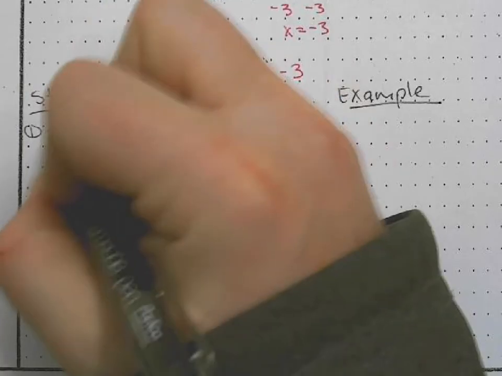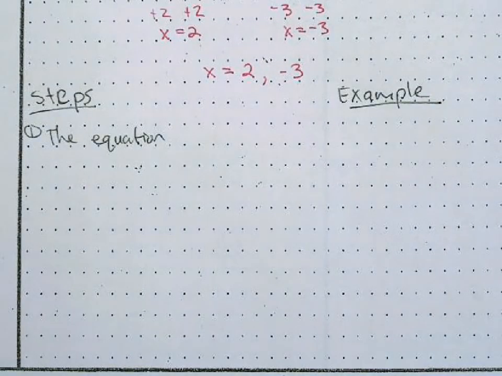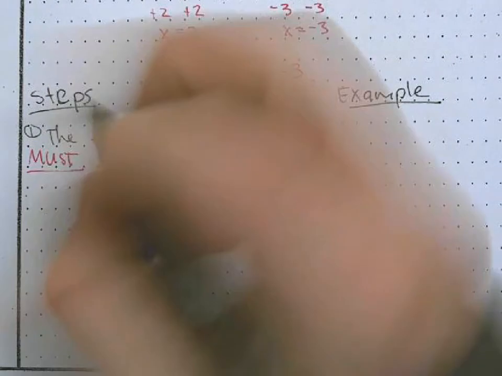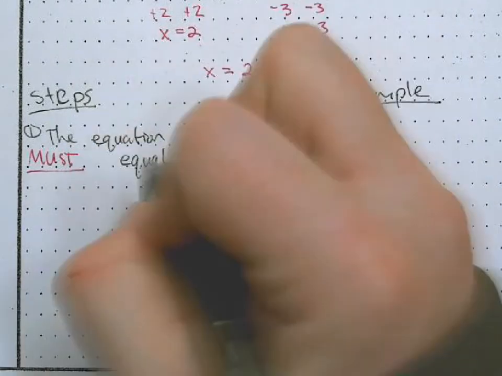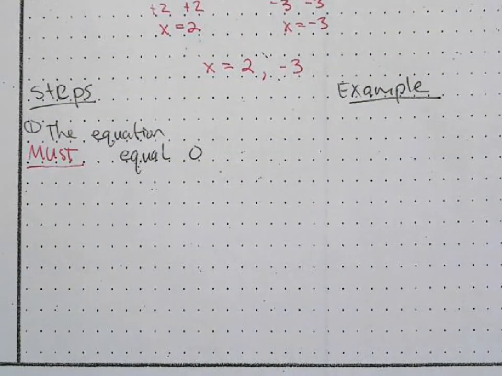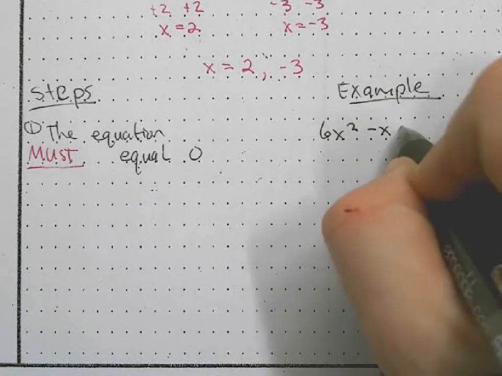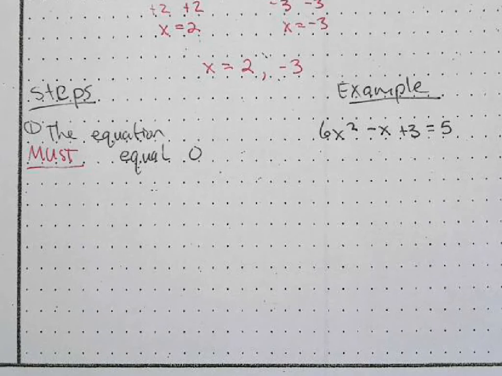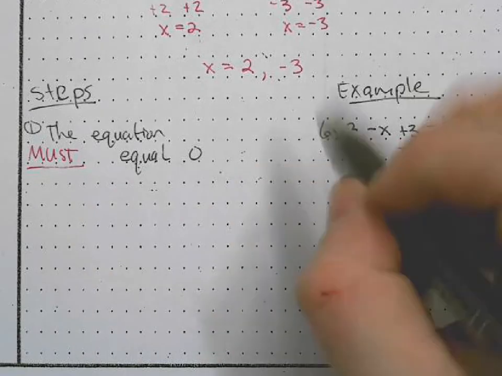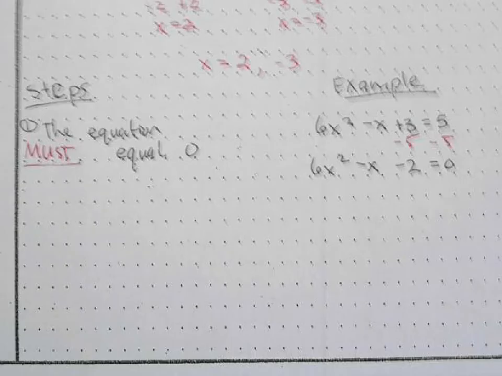Okay, the first step is the equation must equal 0. So say the equation I'm starting with is 6x squared minus x plus 3 equals 5. Well, it must equal 0. So I'm going to subtract 5 from both sides, and then I'll have 6x squared minus x minus 2 equals 0.